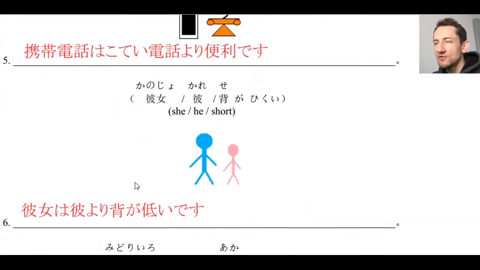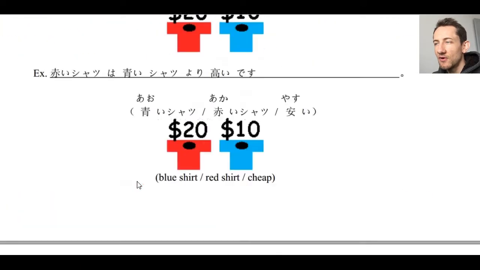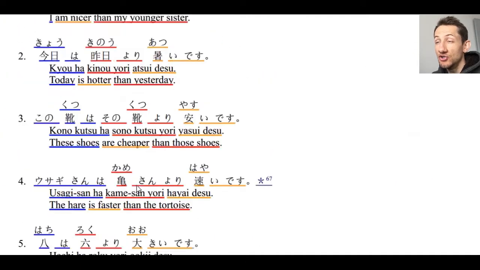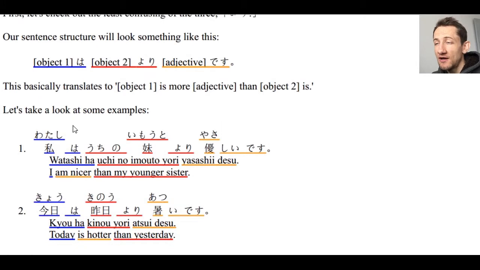And if we go back up to the sentences we saw in part 1, where we learned how to use yori, we have watashi wa uchi no imoto yori yasashii desu. So I am nicer than my younger sister. So my younger sister is not as nice as me, and I am nicer than my younger sister are the exact same. Obviously, how we say it is different, but the meaning is for the most part the exact same. So either way is okay. And that's how all these example sentences are.